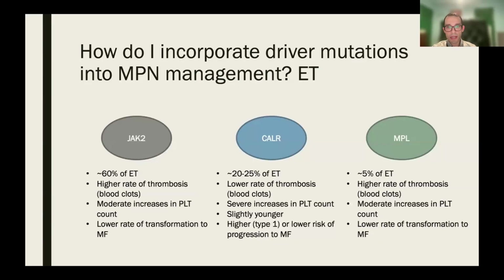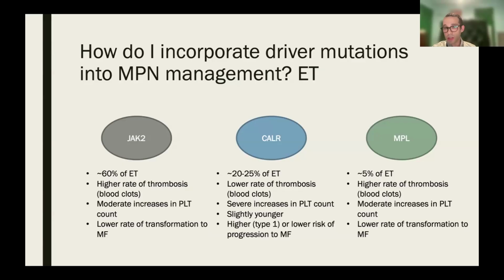How about ET? So ET is a little bit more varied, right? ET, like I said, approximately 60% of people will have the JAK2 V617F mutation, but approximately a quarter of patients will have the CALR mutation, and then approximately 5 or 10% of people will have an MPL mutation. And the driver mutations do impart different characteristics on what the disease looks like. JAK2 mutations are typically associated with higher rates of blood clots or thrombosis, and they're typically associated with more moderate increases in platelet counts.